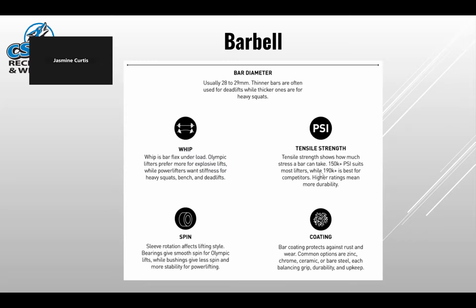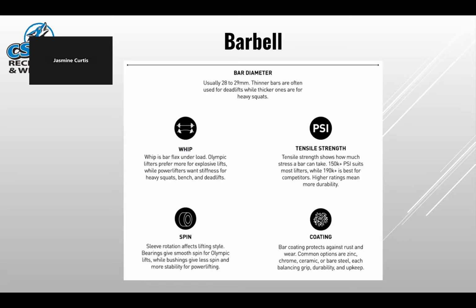Whip. So these are some terminology terms that we want you to know. Whip is how the bar flexes under load. Olympic lifters prefer more whip for explosive lifts, while powerlifters want stiffness for heavy squats, bench, and deadlifts. On the weekend, Chris talked about pulling out the slack of a deadlift. So when we're lifting something heavy, we don't want there to be too much give, right? But when we're lifting something fast, that's when it can be a little more flexible.